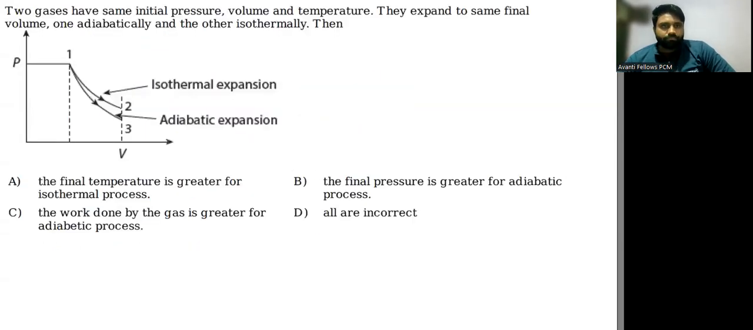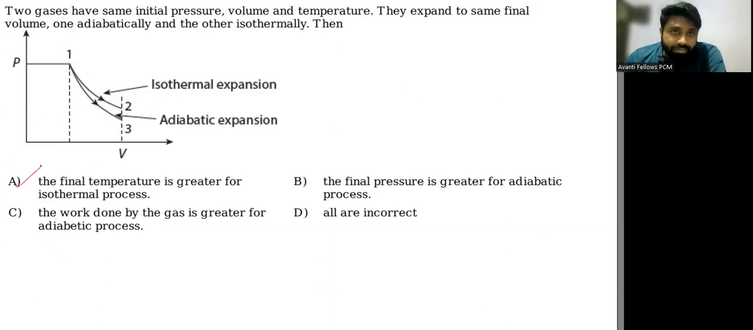Now, two gases have same initial pressure, volume and temperature. They expand to same final volume, one adiabatically and other isothermally. So here are two processes from 1 to 2 and 1 to 3. 1 to 2 is the isothermal process and 1 to 3 is the adiabatic one.